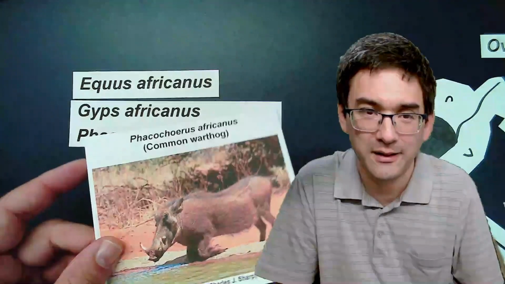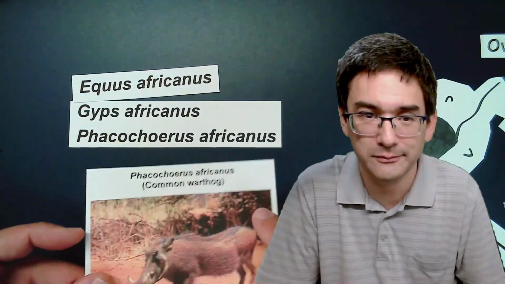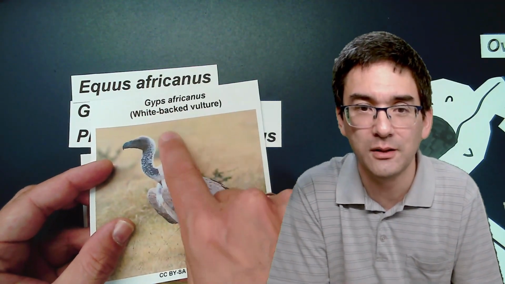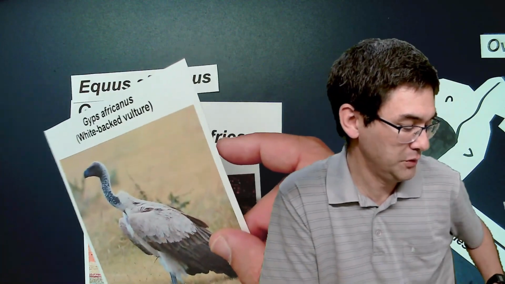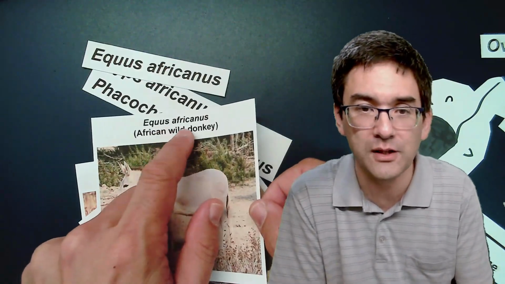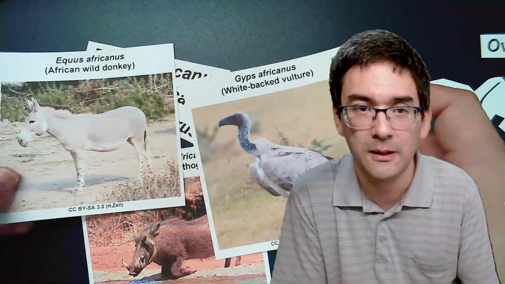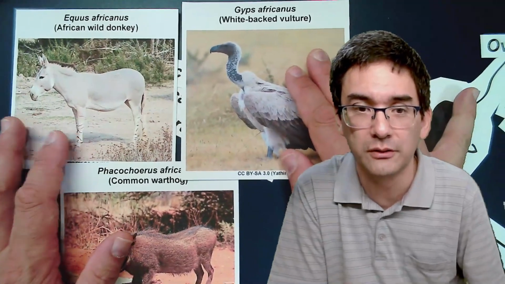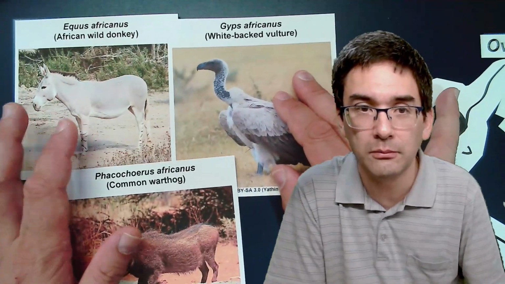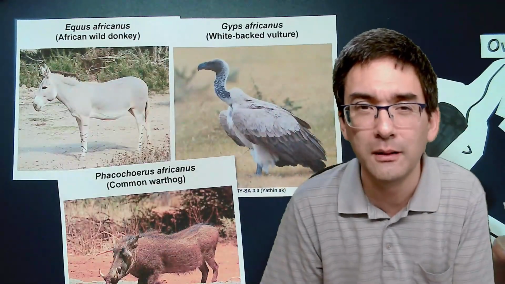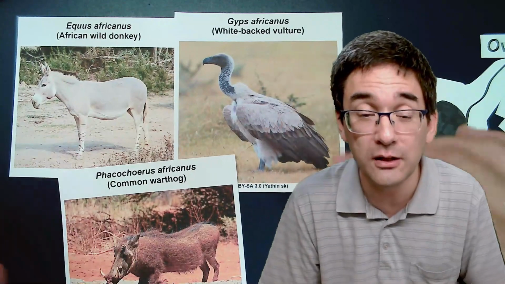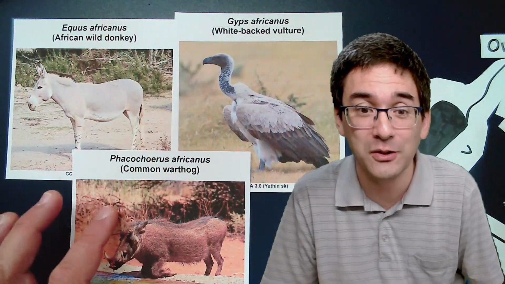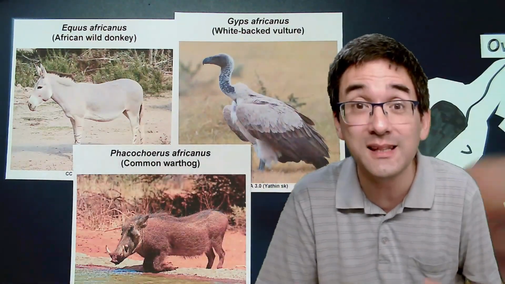This one, Phacochoerus africanus, is the warthog. Over here, the Gyps is the white-backed vulture. And then I have also the donkey, the Equus, the African wild donkey. You also know this one already. So you see there are different species, obviously: a donkey, a warthog and a vulture. But it's pure coincidence that they're all called Africanus. Why are they called Africanus? Because the people who invented the name decided to call it like that, and maybe they live in Africa. Maybe that was the reason. So the name should make a little bit of sense as well.